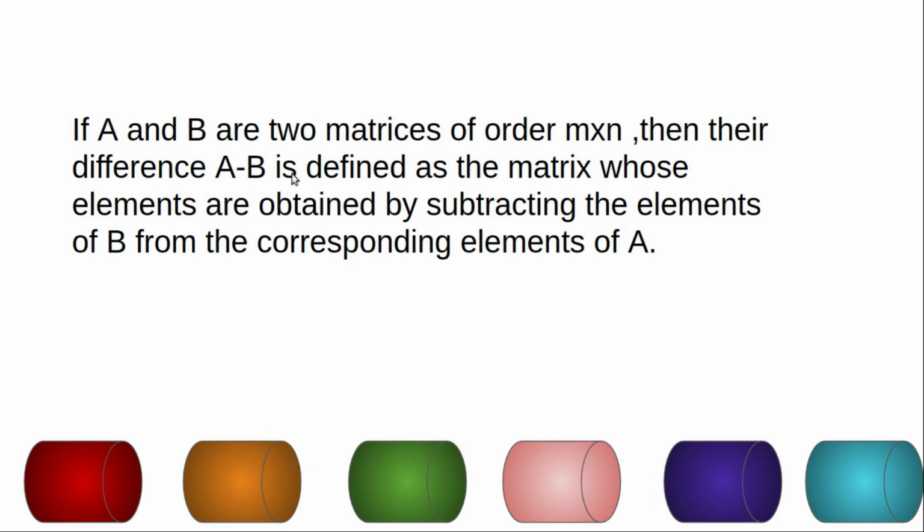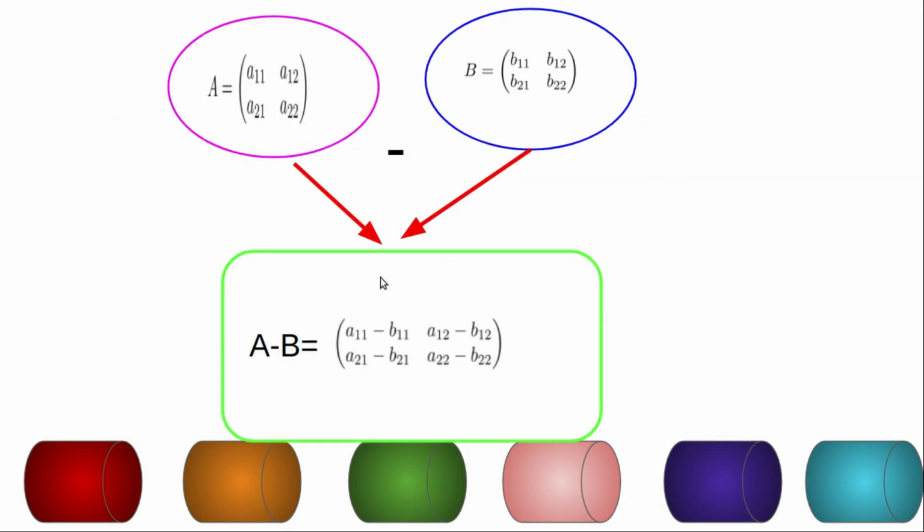If A and B are two matrices of order m by n, then their difference A minus B is defined as the matrix whose elements are obtained by subtracting the elements of B from the corresponding elements of A.